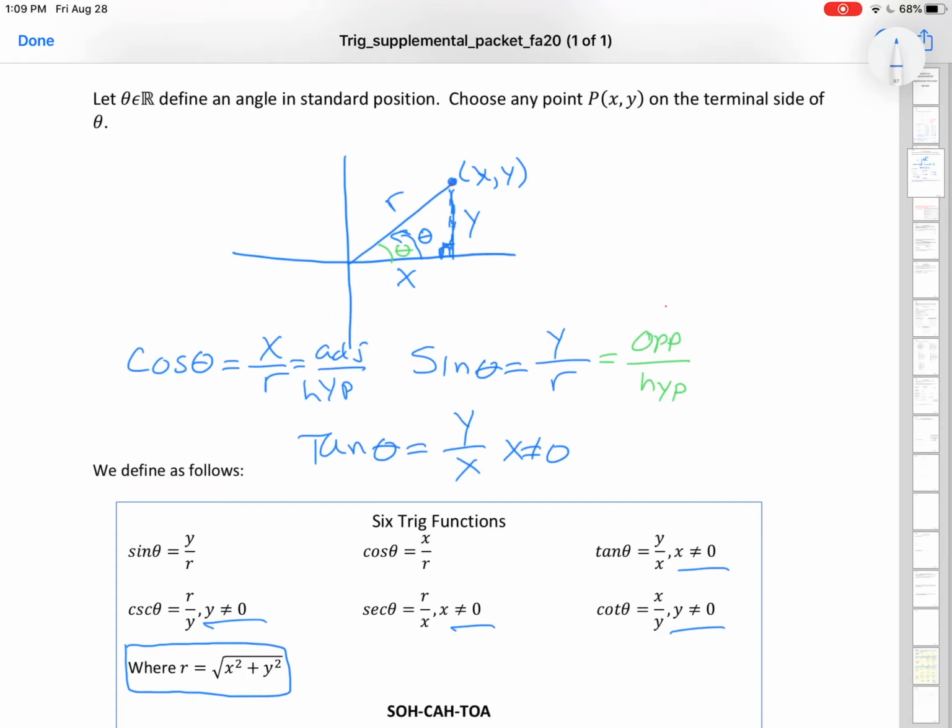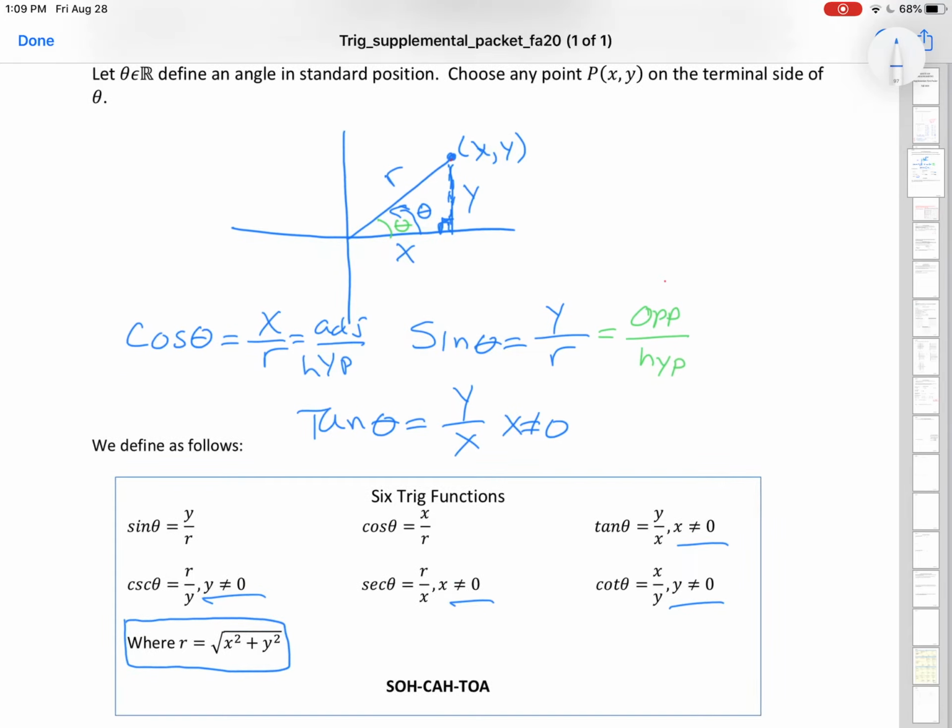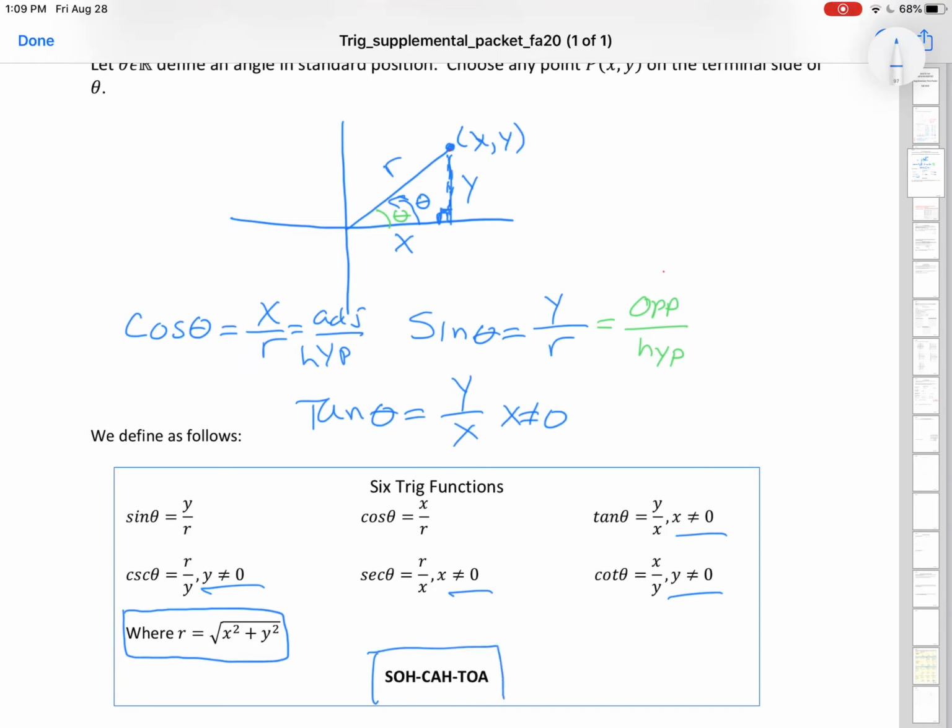So I want you to notice that the tangent is opposite over adjacent, right? Y over x, opposite over adjacent. So this SOHCAHTOA that's down here is an easy way for you to remember that sine is opposite over hypotenuse, cosine is adjacent over hypotenuse, and tangent is opposite over adjacent.